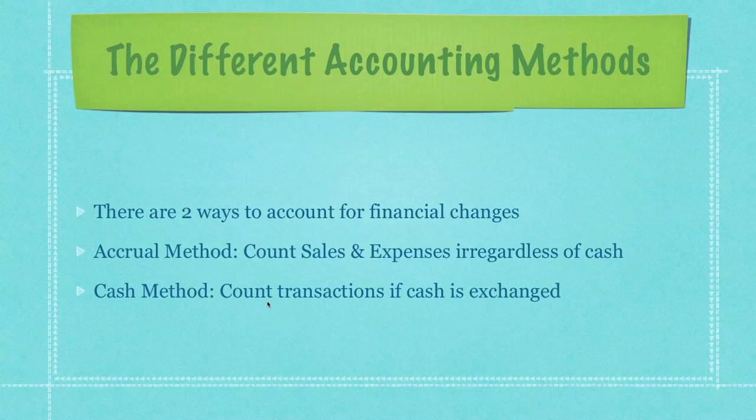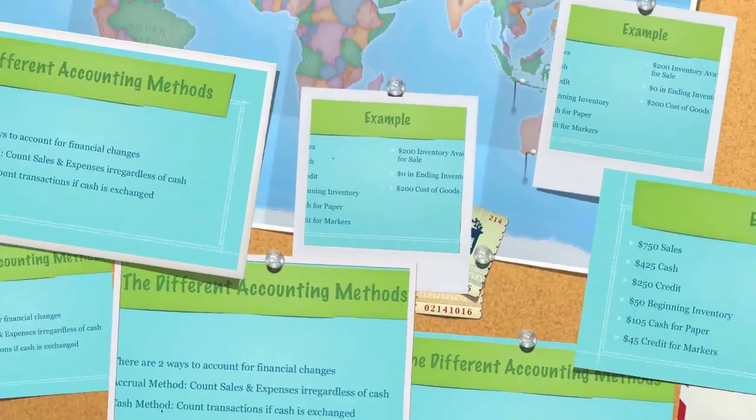So that is where the accrual method came from. Then you have the cash method. Here we only count transactions if cash is exchanged. And that is the basics of the cash method. Cash method is normally used for the tax benefits that it provides because it produces artificially low profits, which means less taxes. And I'm going to give you an example here that will explain all this.